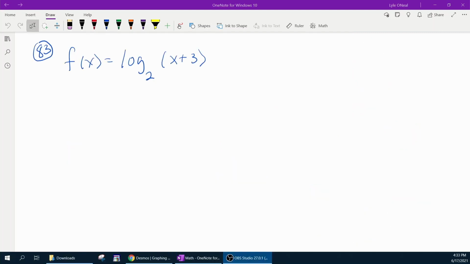All right, last example, number 83. Here the instructions say graph the function, give the domain and the vertical asymptote of each function.